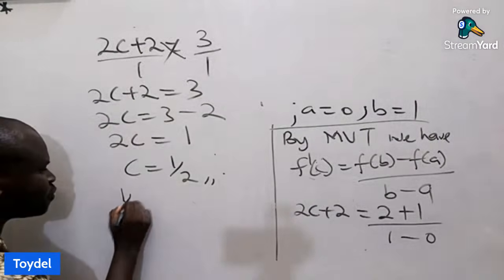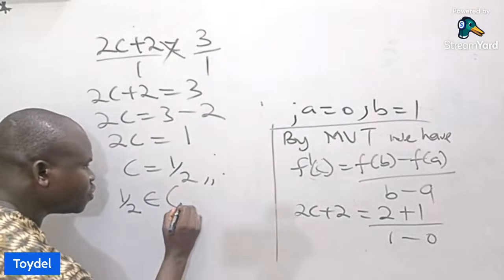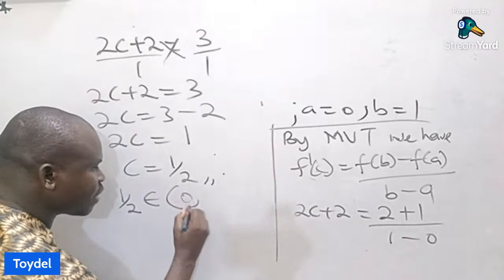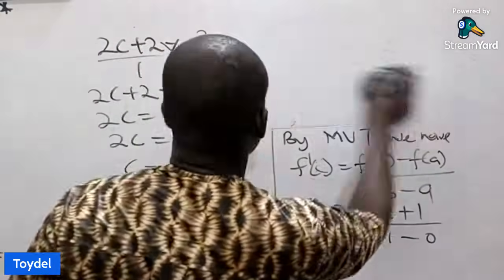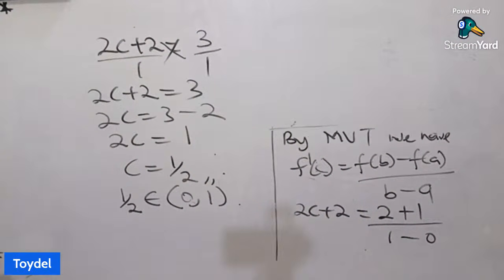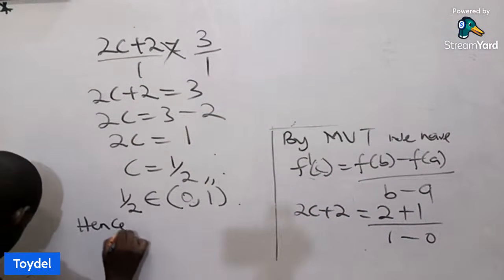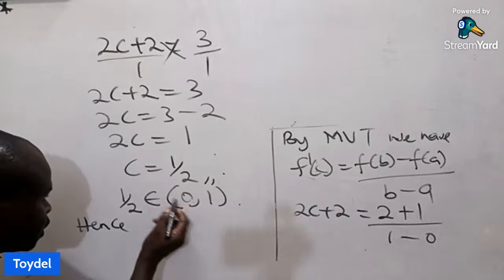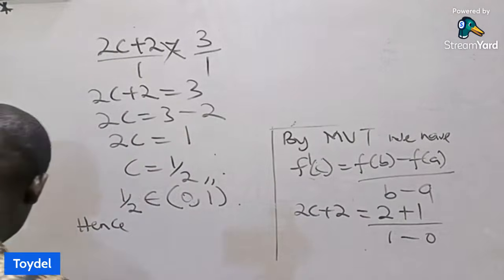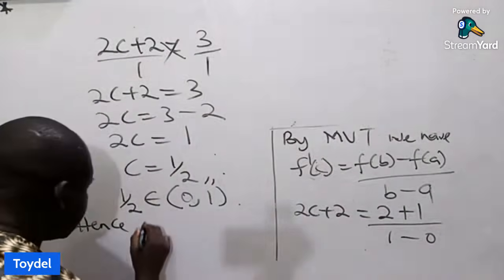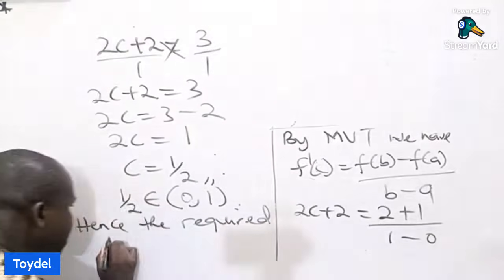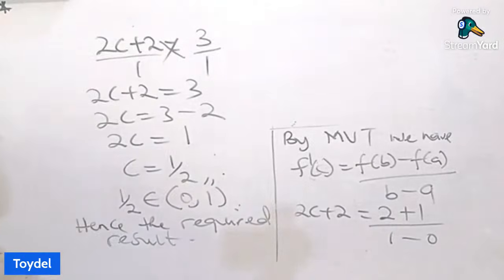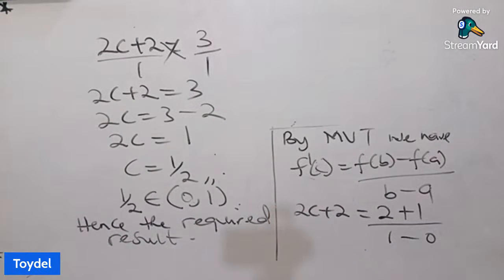Then this half, which is c, does it belong to the interval between 0 and 1? Yes, half is in between 0 and 1. Hence the required result. So we have been able to validate the mean value theorem on the two examples that we were given.